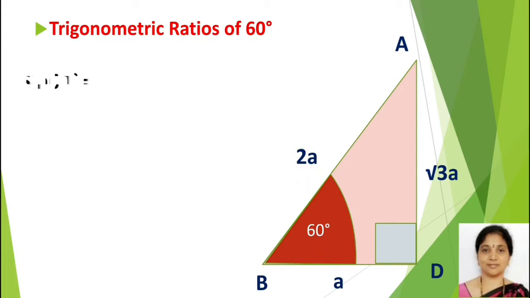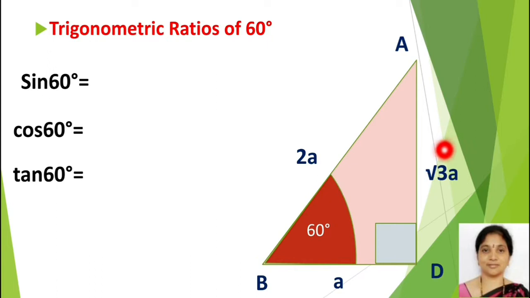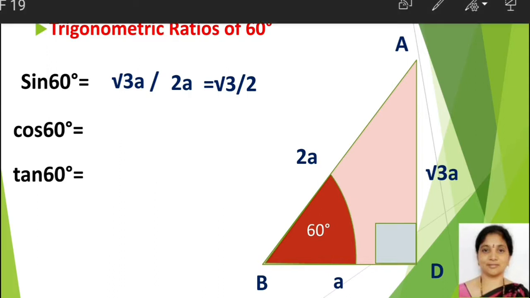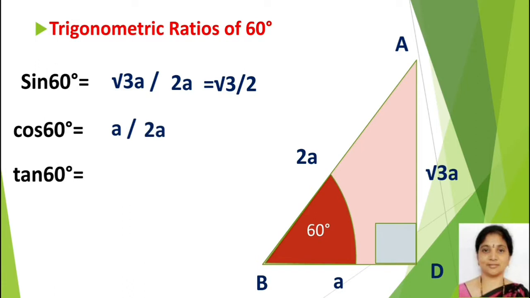Now we have to write the sine 60, cos 60, tan 60 values. Sine 60 is opposite by hypotenuse, so opposite means root 3A by 2A. A and A will get cancelled, then we get root 3 by 2. And cos 60 degrees means adjacent by hypotenuse. Here adjacent by hypotenuse means A by 2A. So A will get cancelled, and we get 1 by 2.